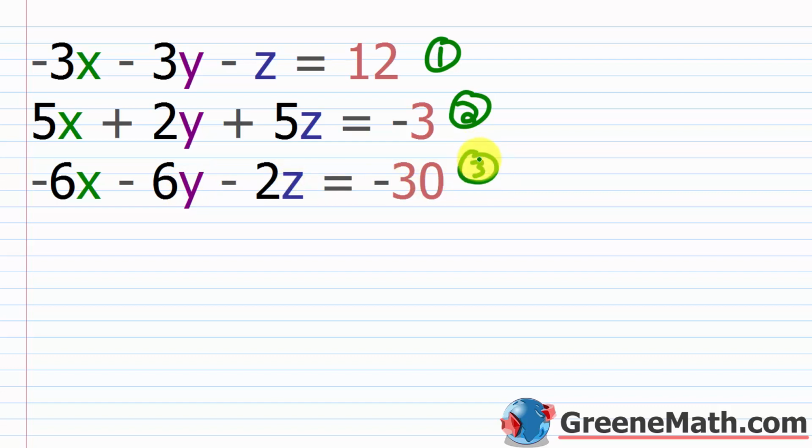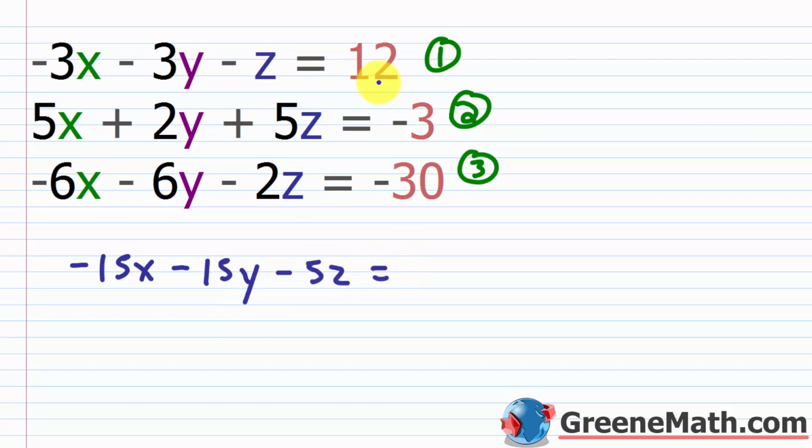Okay, so let's go ahead and eliminate from equation 1 and 2. Let's eliminate the variable z. Okay, it looks like it's pretty easy to do. So let's just multiply equation 1 by 5. So what I'd have is negative 3x times 5 is negative 15x. Then negative 3y times 5 is minus 15y. Then negative z times 5 is minus 5z.